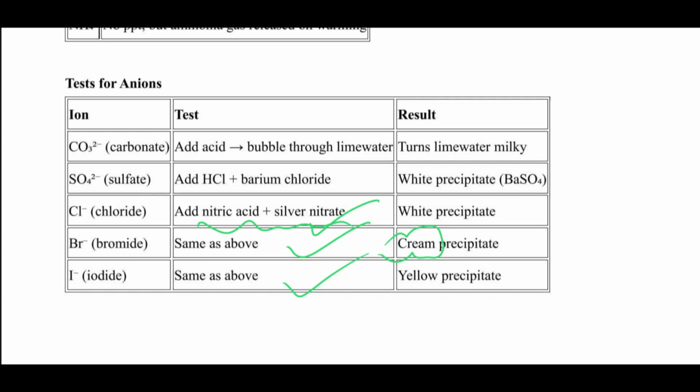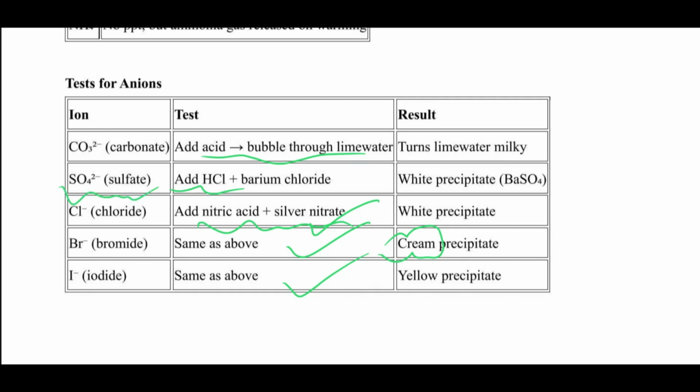But if you see no change, then you can try this one. You can add HCl, hydrochloric acid, and barium chloride. Once you add HCl and barium chloride, and you see a white precipitate form, only the white precipitate, then it means sulfate ions are present.